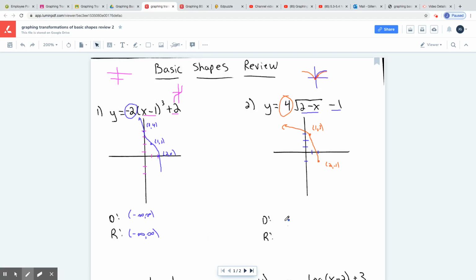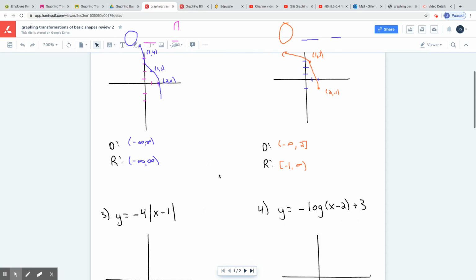Domain, it's pointing to the left, so it's going to be from negative infinity to wherever the x value of my starting point is, which is 2, and it has a bracket around it. My range, since it's going up, is going to be the y value of my starting point, which is negative 1, to infinity. So that is a square root.